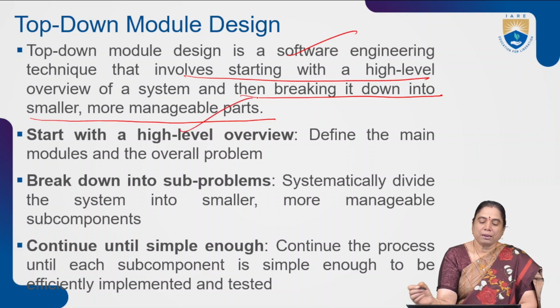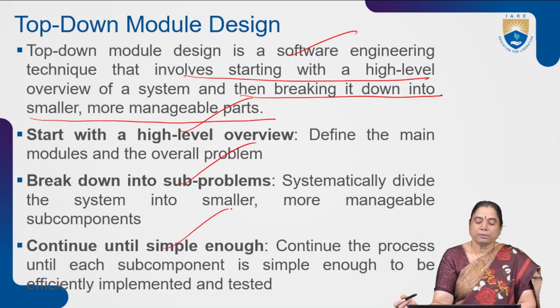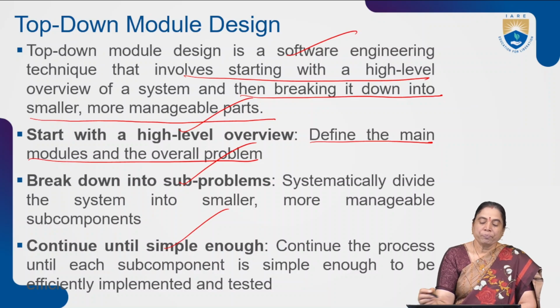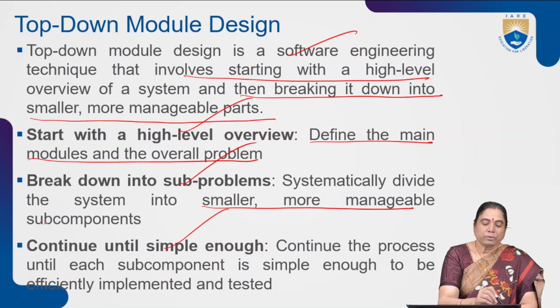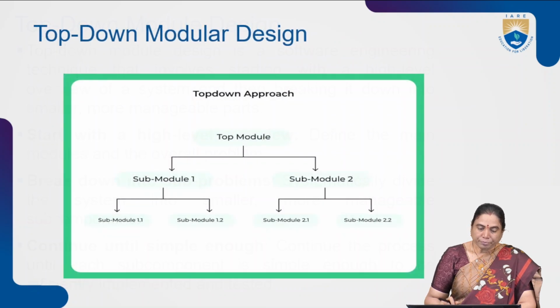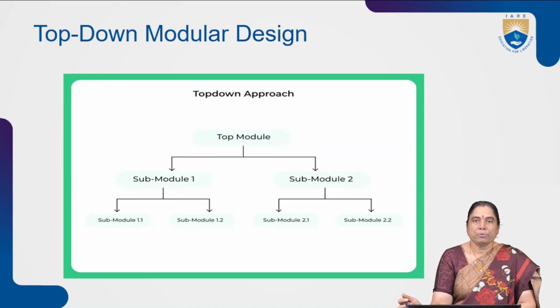One is start with high-level overview. Second one, break down into sub-problems. Third one, continue until simple enough. In the start with high-level overview step, define the main modules and the overall problem. In the step of breakdown into sub-problems, systematically divide the system into smaller, more manageable sub-components. In the third step, continue this process until each subcomponent is simple enough and can be efficiently implemented and tested. So this is the approach of the top-down modular design.